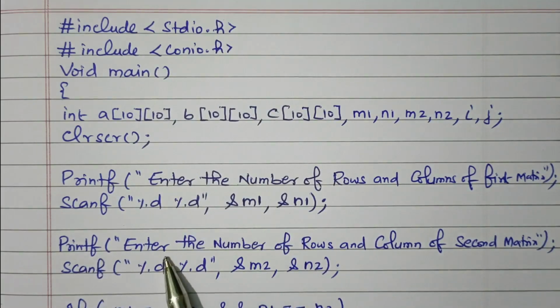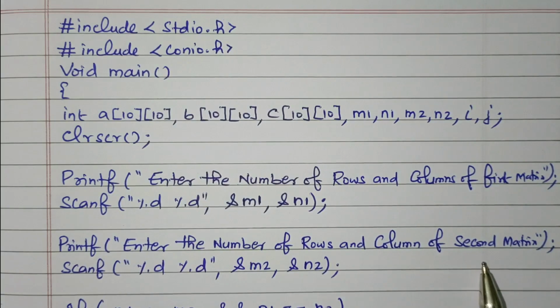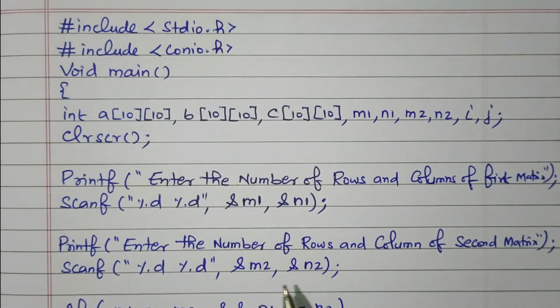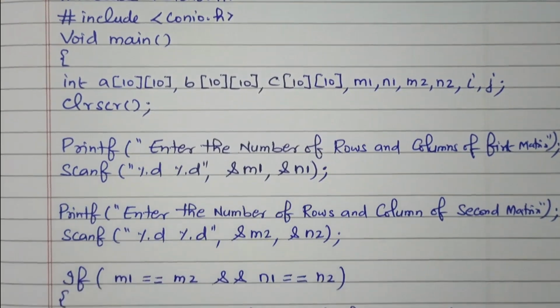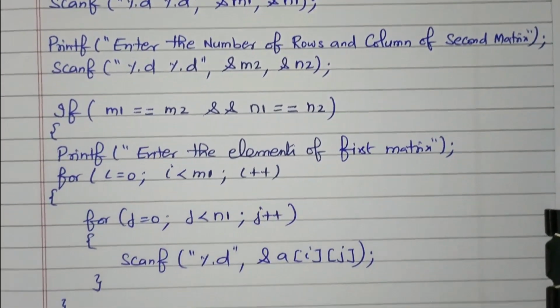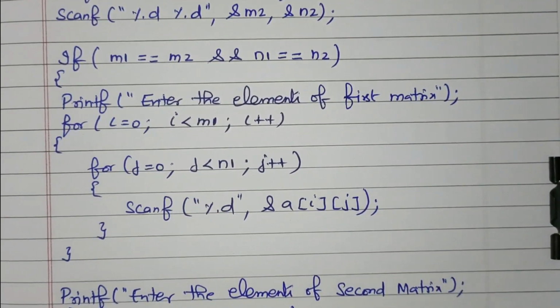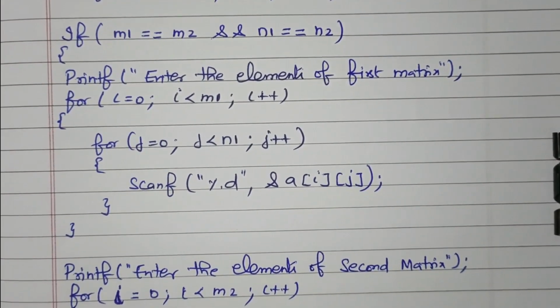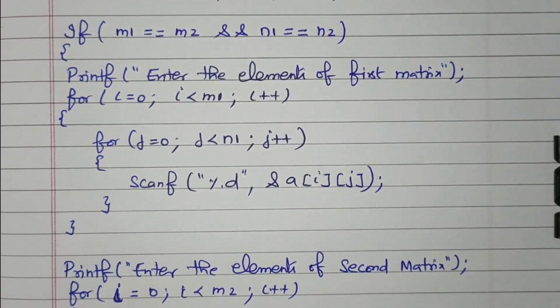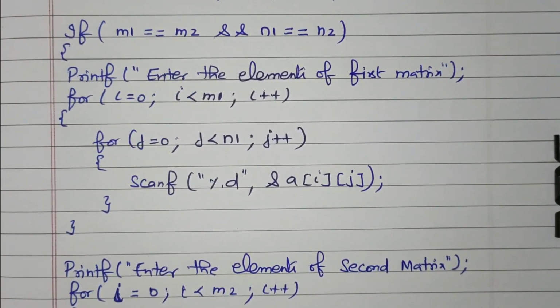Then printf enter the number of rows and columns of second matrix. We ask the user to enter the row and column size of the second matrix. Scanf %d and M2 and N2. So this is the row size and column size of the second matrix, right? Now we have the dimensions of the first matrix and second matrix. Now we need to check the condition. We need to verify whether we are able to do the matrix subtraction for the given row size and column size of matrix 1 and matrix 2.